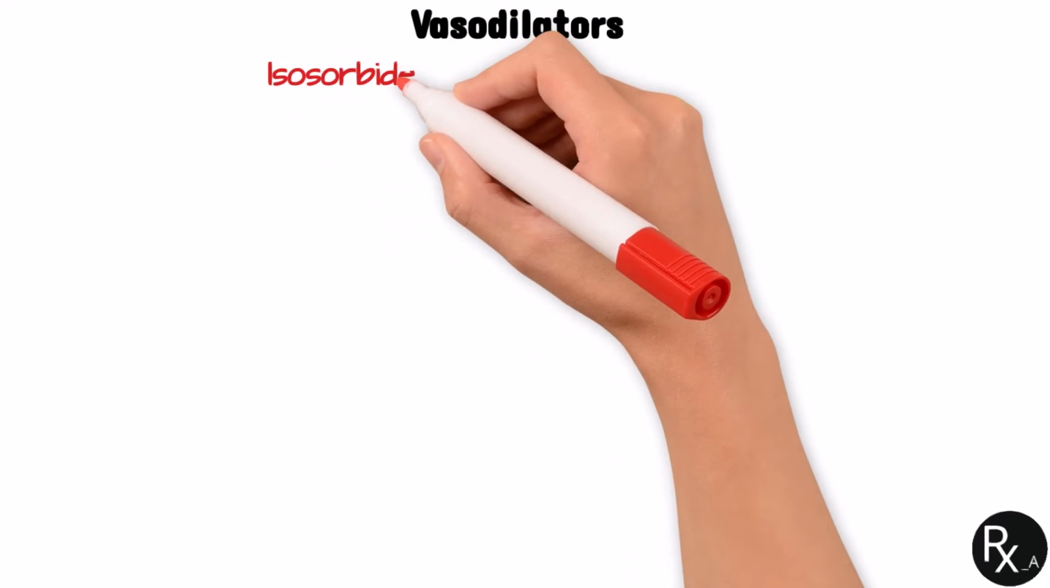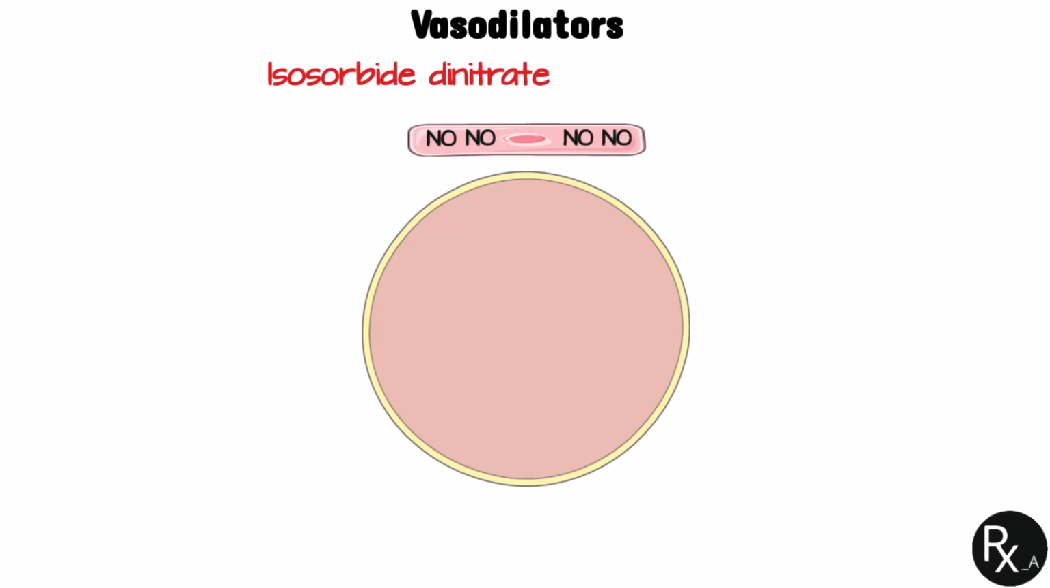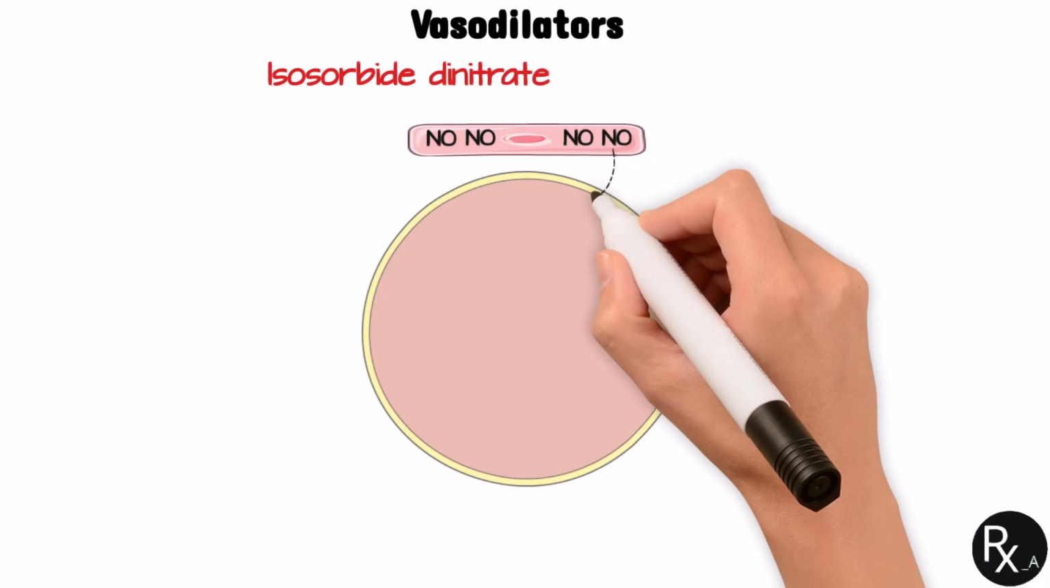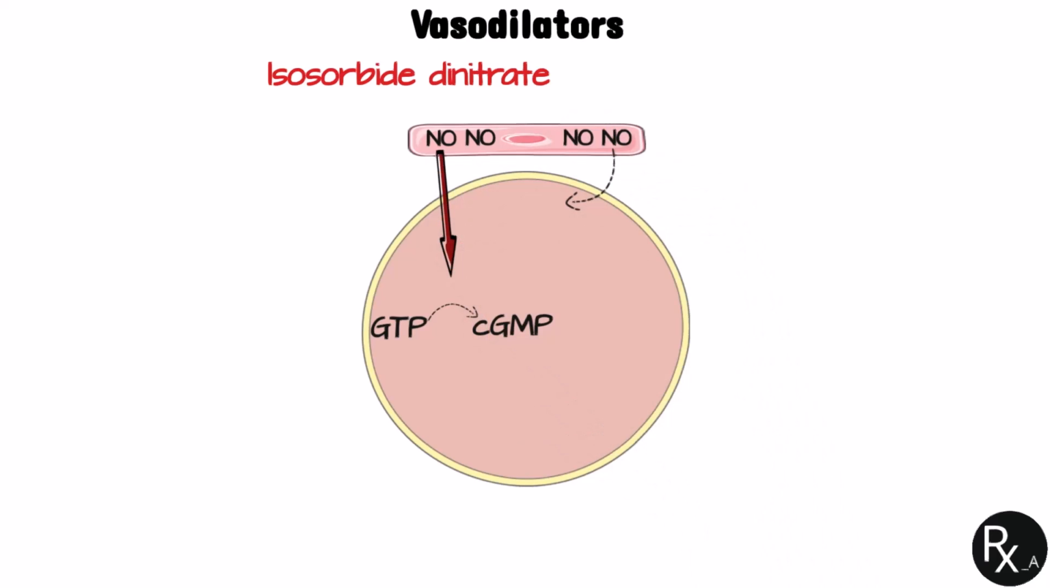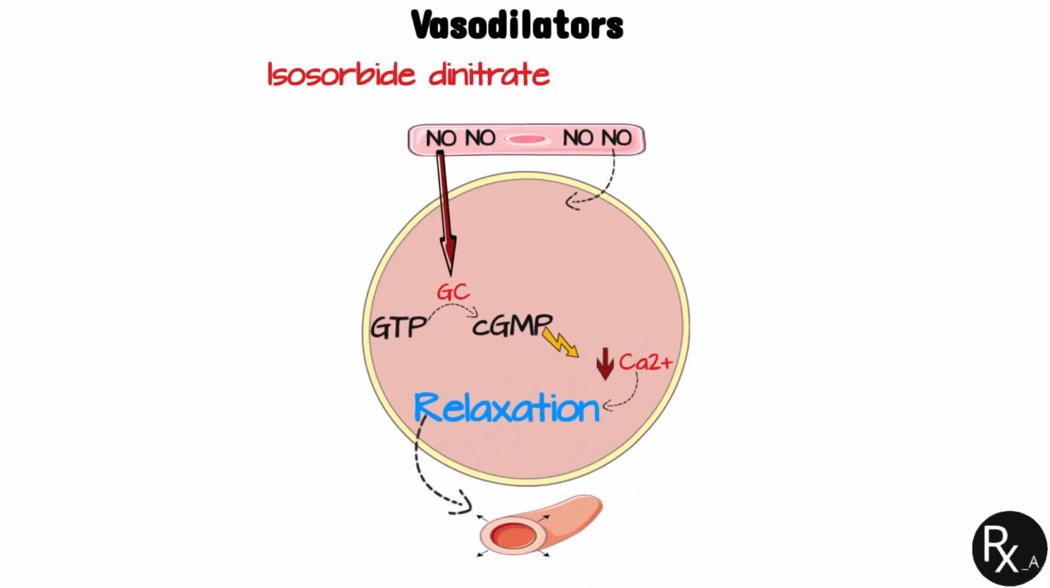First, isosorbide dinitrate causes the vascular smooth muscle cell to release nitric oxide, which in turn triggers the enzyme guanylyl cyclase, which catalyzes the conversion of guanosine triphosphate into cyclic guanosine monophosphate. Reduced intracellular calcium concentrations are the result of a sequence of events caused by elevated intracellular cyclic guanosine monophosphate. And because the contraction is caused by calcium, this reduction eventually causes smooth muscle relaxation and, consequently, vasodilation.